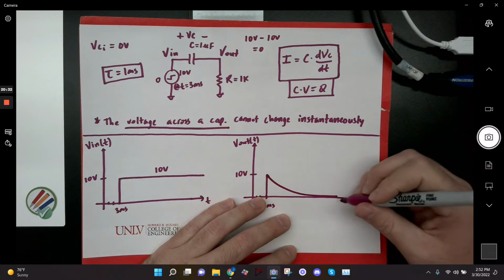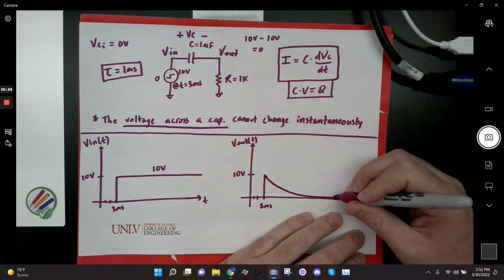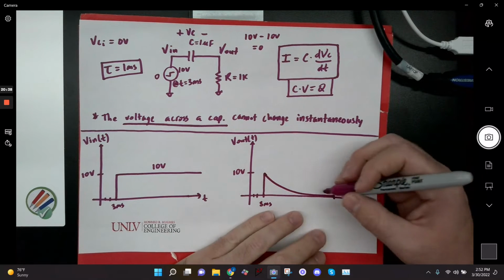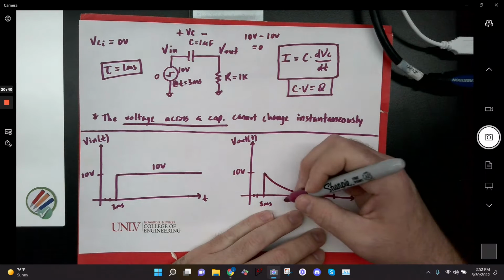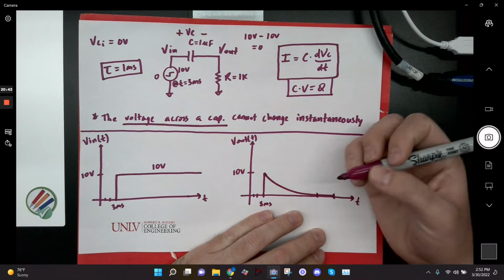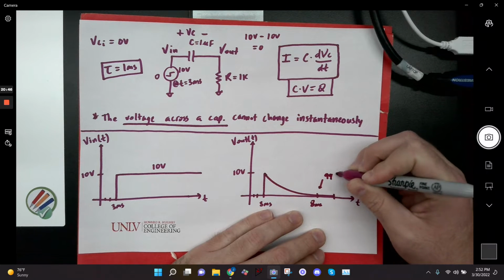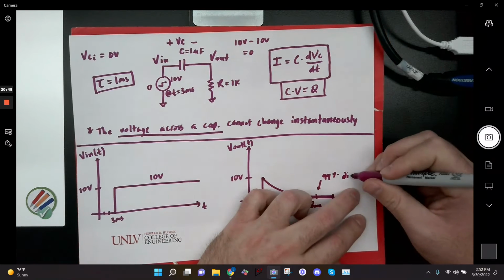like what we're used to seeing. What did I say my time constant was? Okay, I drew that horribly. So it would take 5 time constants, so we'd be at 8 milliseconds. And this would be 99% discharged.